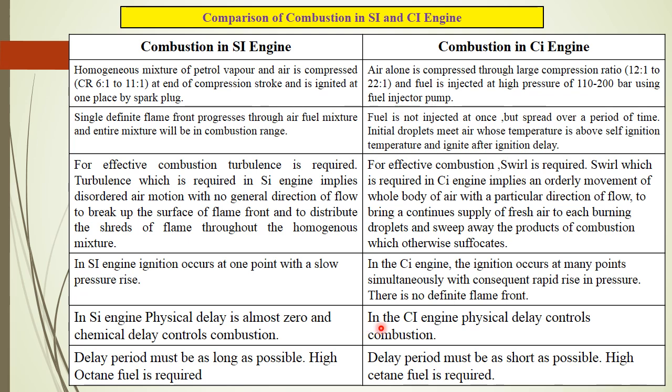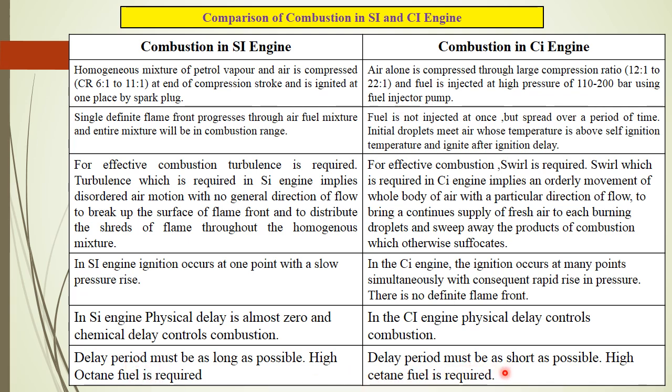In CI engine, the physical delay period controls the combustion because it is a mixing period, and that is going to control the combustion. Lastly, the delay period that is desirable for SI engine is a longer delay period, and high octane fuel is required.